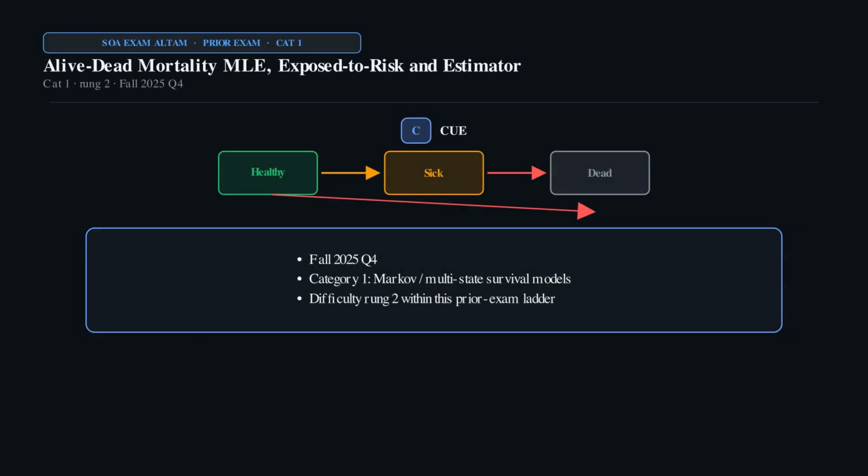Fall 2025 Question 4. This sits in Category 1, Markov/multi-state survival models, difficulty rung 2 on the prior exam ladder. Recognition cue: multi-state map, MLE exposure, or Excel Euler-Kolmogorov.